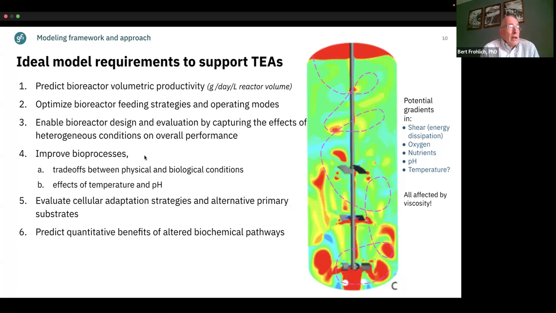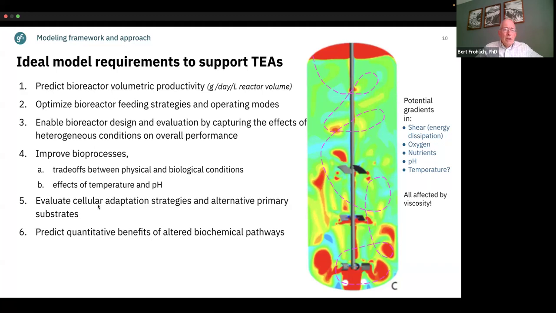Fourthly, we also want to be able to improve these bioprocesses, so all three aspects above. I want to be able to look at trade-offs between physical and biological conditions, and specifically the effects of temperature and pH. And we'll say a little bit more about that in a bit, but I think those are opportunities for overall process improvement. Number 5 and 6 are perhaps a little bit more indirect, but we at least want to use a model to do what-if scenarios and look at the effect of various cellular adaptation strategies, alternative substrates, and altered biochemical pathways.